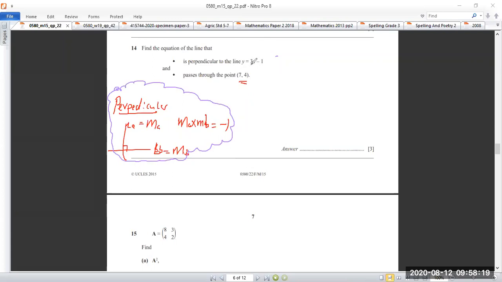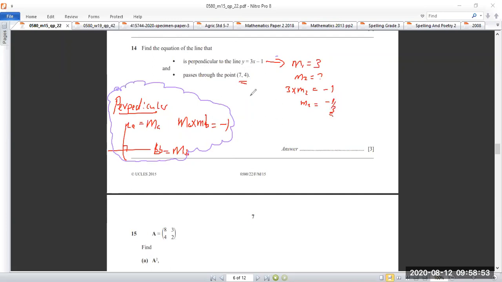So now we have this one. For this line here, M is 3, isn't it? So for the line 2, obviously this will be 3 times M2 is equal to -1. Therefore, M2, divide both sides by 3, sorry, will be -1/3.